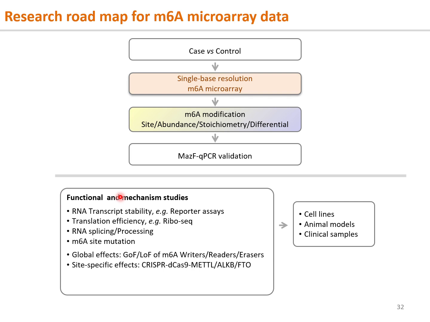For example, RNA stability, translation efficiency, RNA splicing, and m6A site mutational analysis. You can also use gain of function or loss of function of the m6A writers, erasers, and readers to study the effects on these sites. Or you can use CRISPR-tethered writers or erasers to target particular m6A sites.